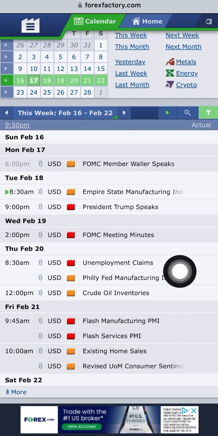Thursday, we have unemployment claims at 8:30 a.m. So that could inject some volatility into the markets. And then Friday, we have the flash manufacturing PMI at 9:45 a.m., followed by existing home sales. I know, again, it's not a red folder news item, but there are certain non-red folder news items that can move the markets a little. So that is the economic calendar for the week.